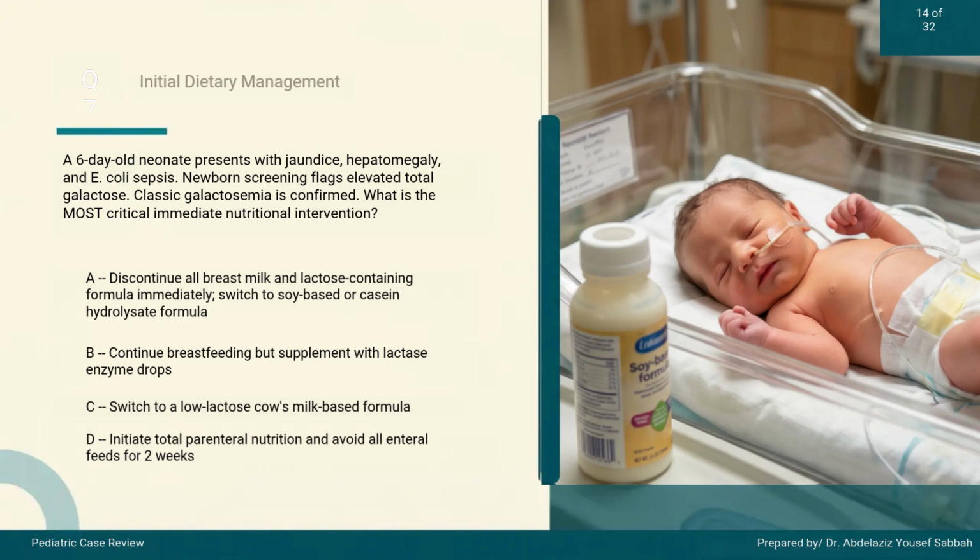Option A, discontinue all breast milk and lactose-containing formula immediately and switch to a soy-based or casein hydrolysate formula. Option B, continue breastfeeding but supplement with lactase enzyme drops. Option C, switch to a low-lactose cow's milk-based formula. Option D, initiate total parenteral nutrition and avoid all enteral feeds for 2 weeks.